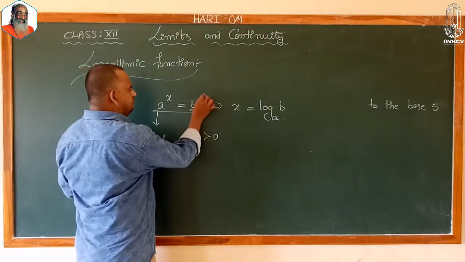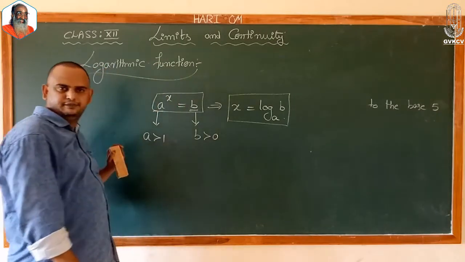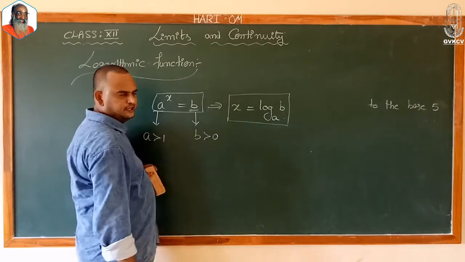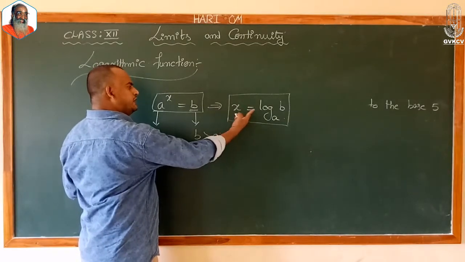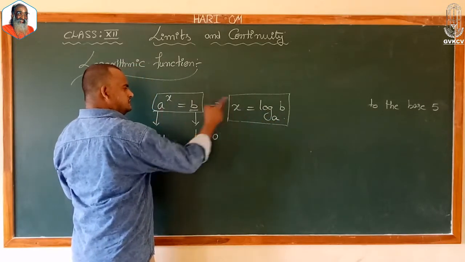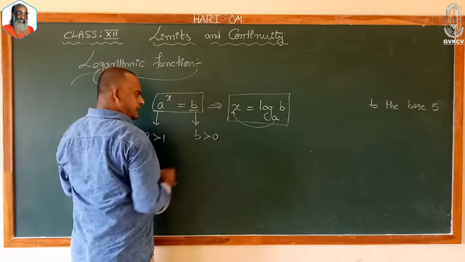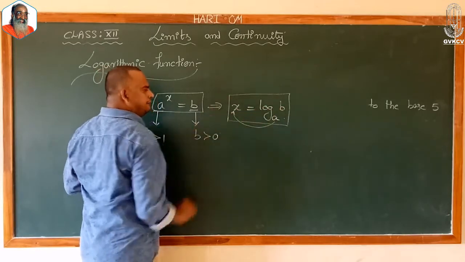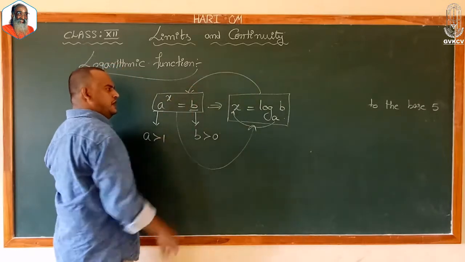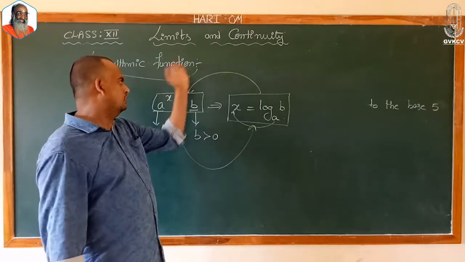This exponential function has been converted as a logarithmic function. Now if you have x is equal to log b to the base a, it comes as a to the power of x is equal to b. So from exponential to logarithm, and from logarithm to exponential.